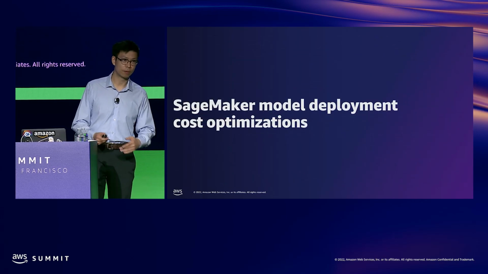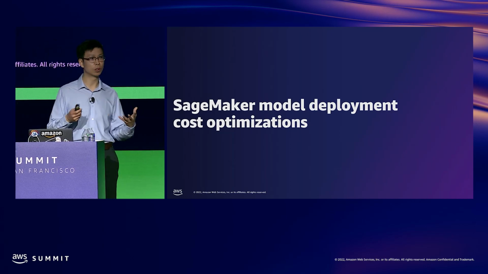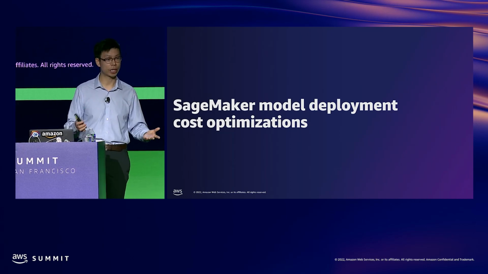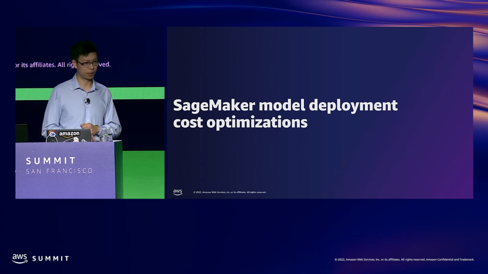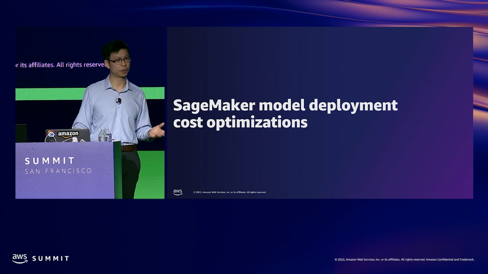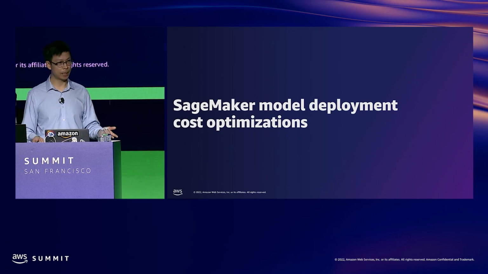So we went over the different deployment options we have in SageMaker, presented a flowchart of how to pick a good starting point. I'll bring on my co-presenter, Raghu, to introduce himself and also walk you through the different cost optimization options we have, followed by a demo.